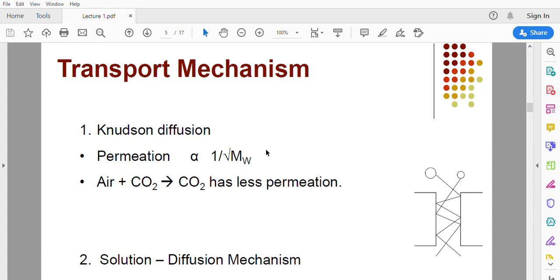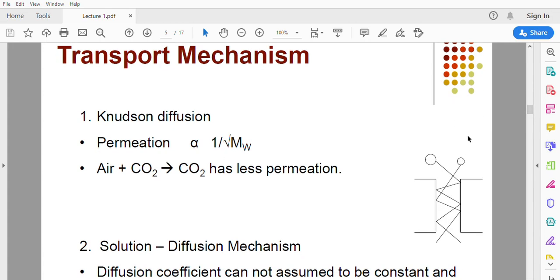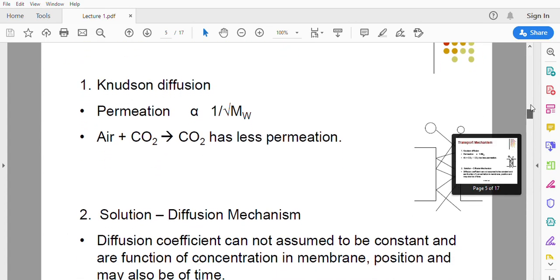For example, if you want to separate CO2 from air, then the molecular size of CO2 is larger and the molecular size of air is smaller. Air means oxygen and nitrogen. So the molecular size of nitrogen and oxygen is smaller than the molecular size of carbon dioxide. So you will get the enriched air, nitrogen and oxygen, at the other side of the membrane. So this is one transport mechanism.